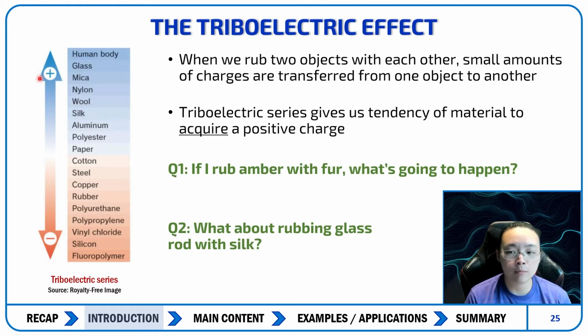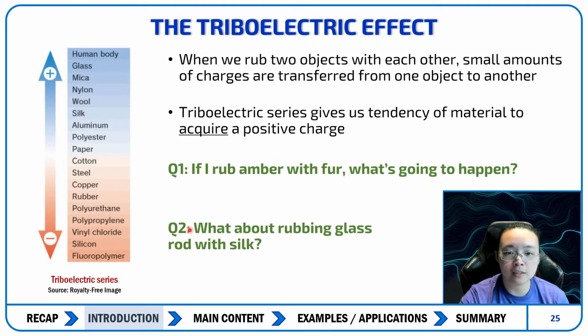So when we rub amber with fur, the electrons are going to move from the fur to the amber, making the amber more negatively charged because it has more electrons, and making the fur more positively charged. So that answers question 1.